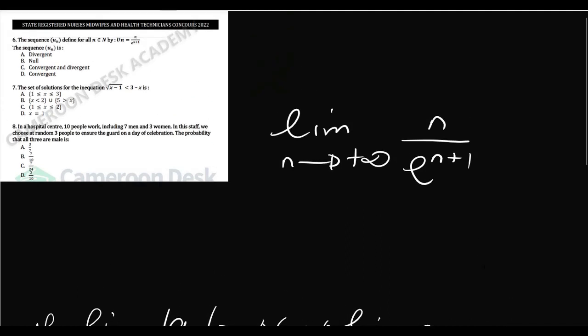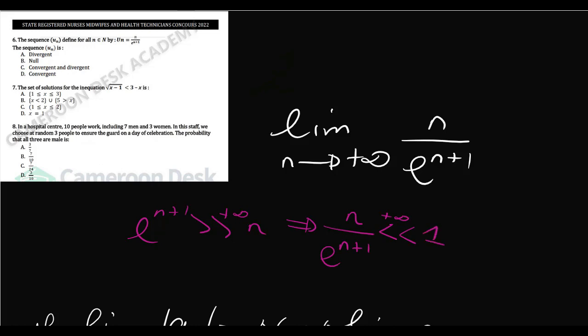Now by asymptotic comparison, we see that the function e to the power n plus 1 is far greater at positive infinity than the function n. So this means that the function n divided by e raised to the power n plus 1 is far less at positive infinity than 1. Asymptotically, we see that the function e to the power n goes faster to positive infinity compared to the function n, and this can also be verified graphically.